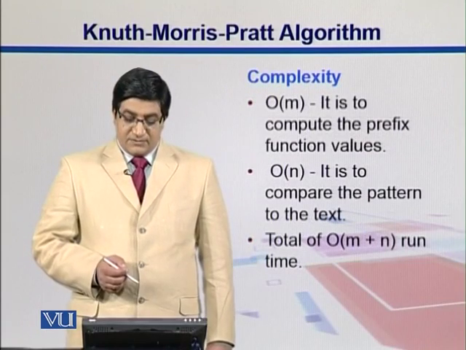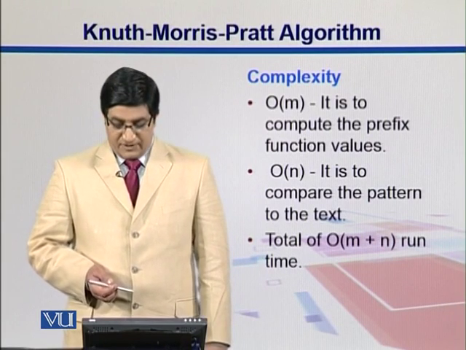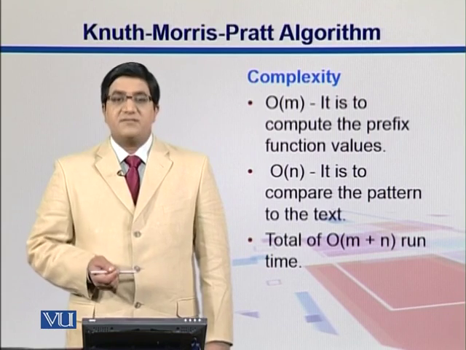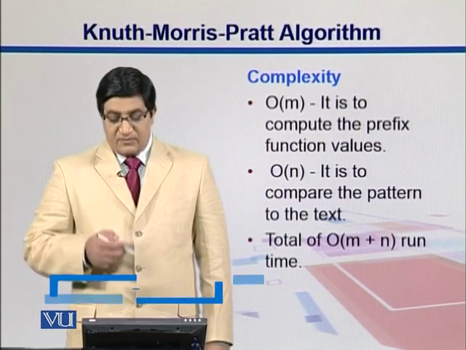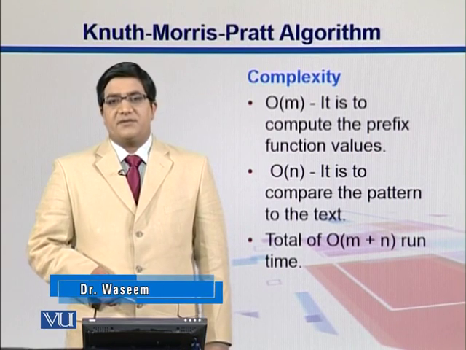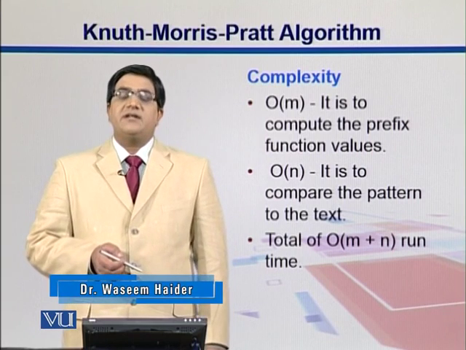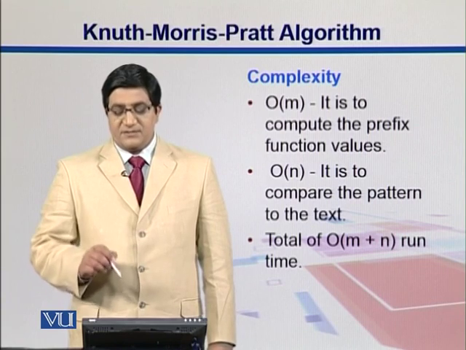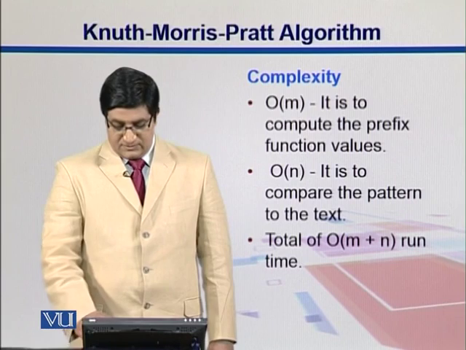This algorithm has 2 parts of complexities. Number 1 is O of m, where it computes the prefix function. So that is going over the pattern. And then O of n is while we are comparing the pattern with the text. So in this case, we have 2 terms. And why we call it a linear algorithm is because we have a plus sign. So we have complexity, which is m plus n. So in this case, this is the complexity.